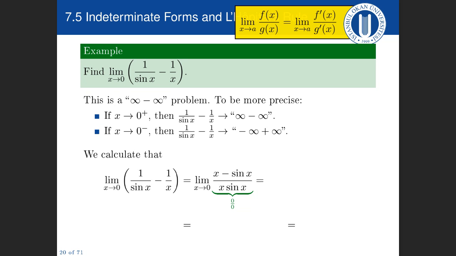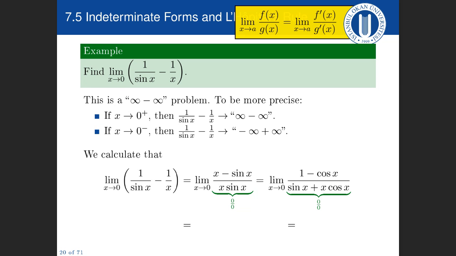Do we have a rule for 0 minus infinity? No, we don't need one because 0 is a number. So 0 minus 0 is just 0. For this example, I've changed it into 0 divided by 0. And we know what to do then. We know that we can use L'Hopital's rule.